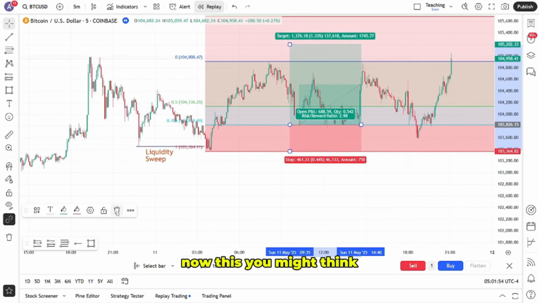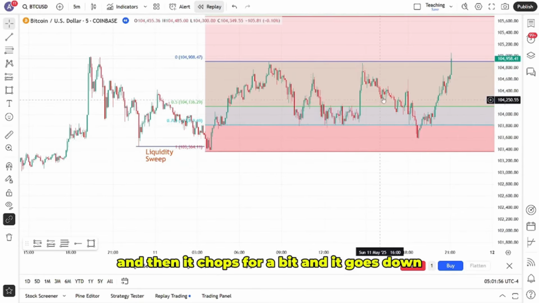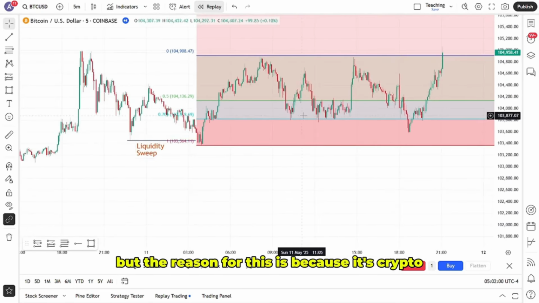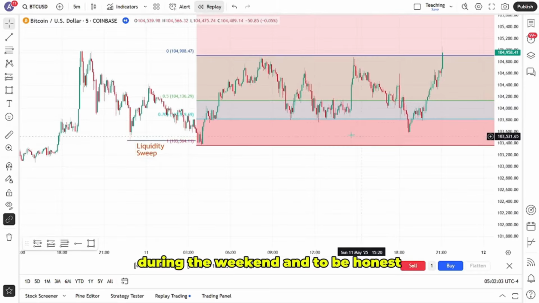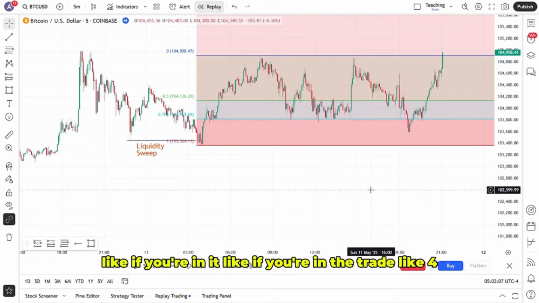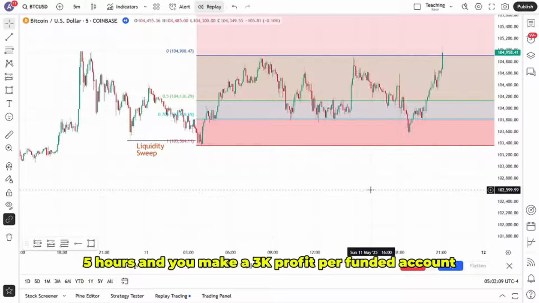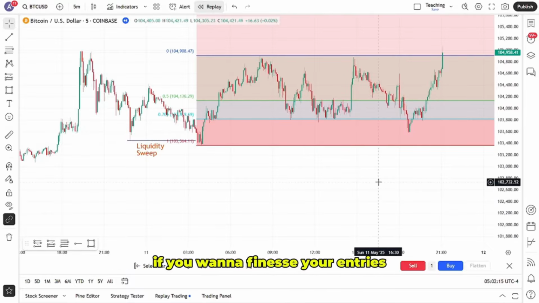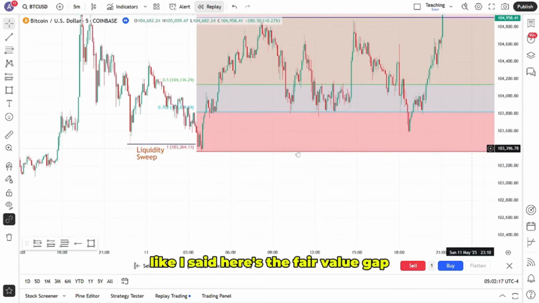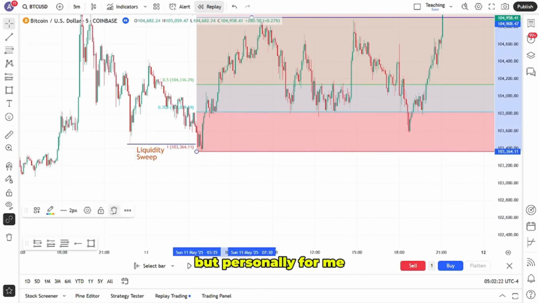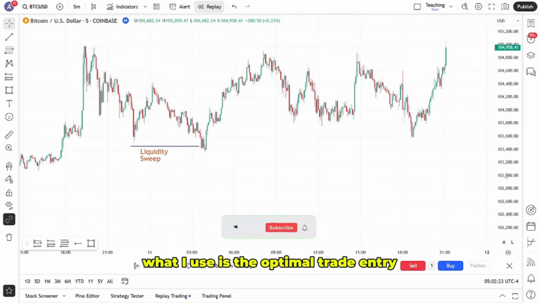Now, you might think, oh, we get tagged in here and then it chops for a bit and it goes down and then goes out. And yeah, but the reason for this is because it's crypto during the weekend. And to be honest, if you're a day trader like me, who cares? If you're in the trade for 4 or 5 hours and you make 3K profit per funded account, who cares, right? To be honest, who cares? If you want to finesse your entries, like I said, here's the fair value gap, here's the order block. So choose whichever one works for you, but personally for me, what I use is the optimal trade entry.